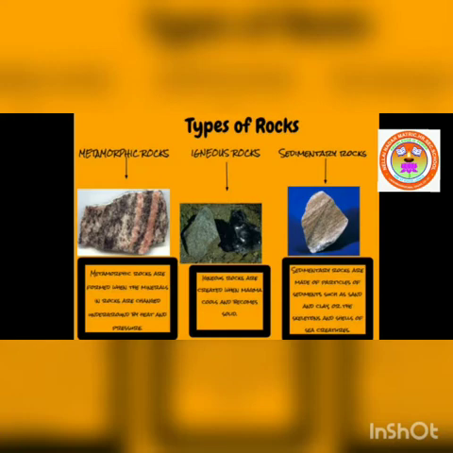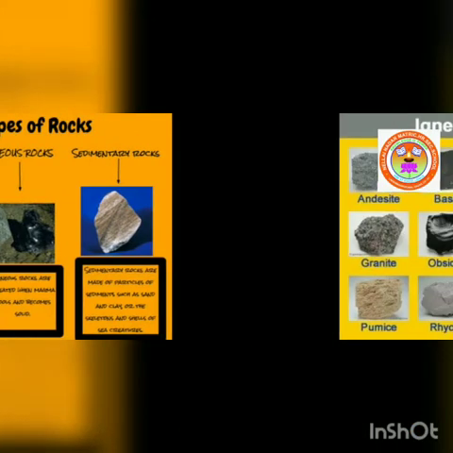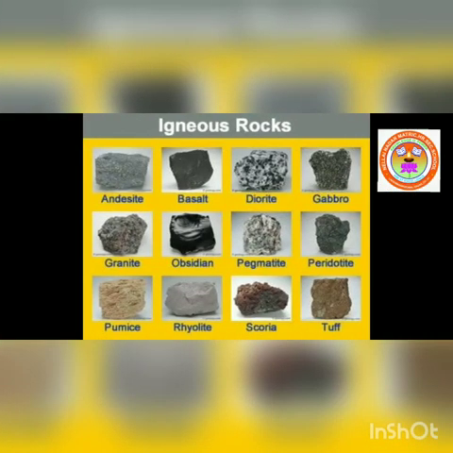Okay, children. Igneous rocks. The word igneous is derived from the Latin word ignis, meaning fire. The interior of the earth contains very hot molten material called magma. When the magma reaches the earth's surface, it is referred to as lava. The lava on the surface cools down and gets solidified as rocks called igneous rocks.